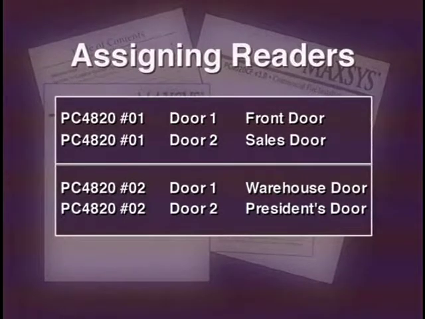Each PC4820 module supports up to 2 readers. The first step in designing a system is to determine which reader will be assigned to which door. In our example, the front door will be reader 1 on module 1, the sales door will be reader 2 on module 1, the warehouse door will be reader 1 on module 2, and the president's door will be reader 2 on module 2.